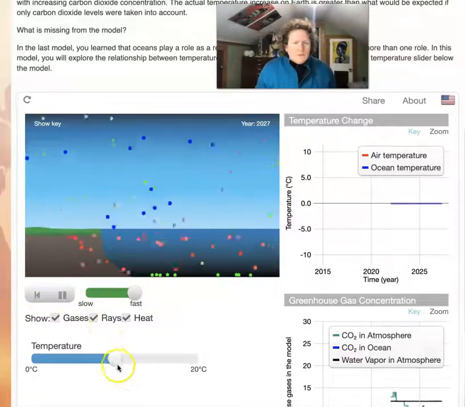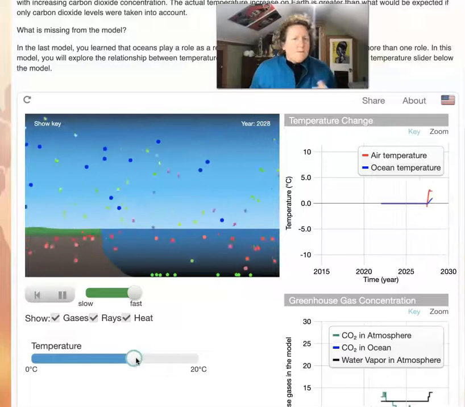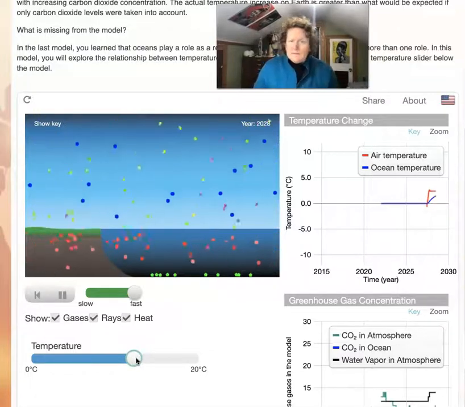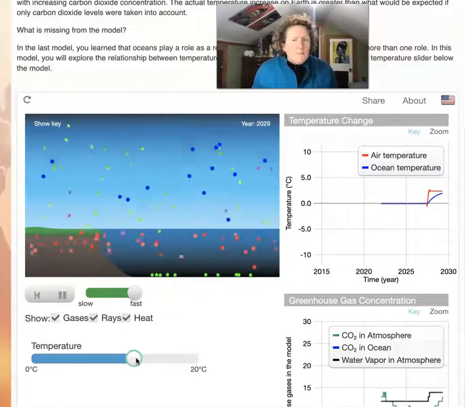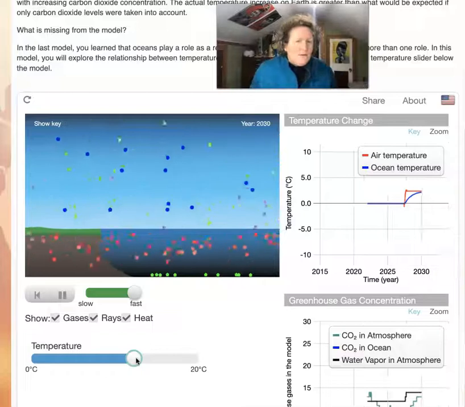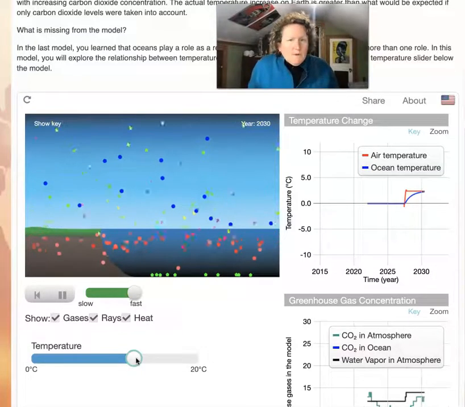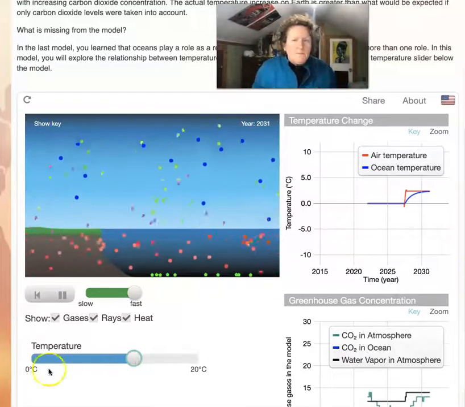So let's raise the temperature here and see what happens. If you've ever made noodles or taken a steamy shower, you might have noticed that when you heat water up, more of the water evaporates into the air. If you're in the shower, it steams up your mirror. That water in the air condenses on your mirror.